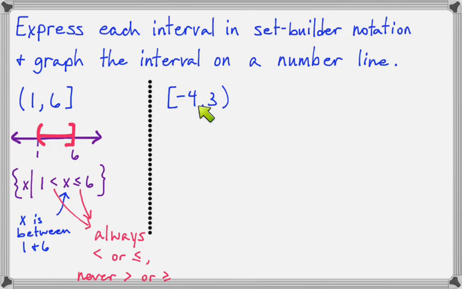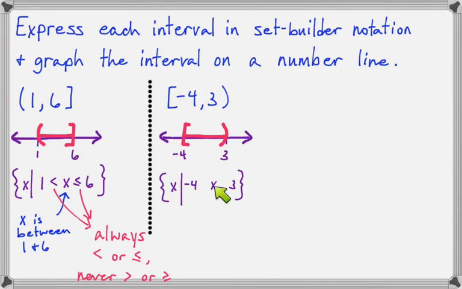Alright, here's another one. From negative 4 to 3, including negative 4. Let's draw our number line, and we'll put our two numbers on it. We'll shade everything between negative 4 and 3. We'll put a bracket on negative 4 and a parenthesis on 3. Then, for our set builder notation, we're going to put x in the middle. Negative 4 has a bracket, so we'll put less than or equal to. 3 has a parenthesis, so we'll put less than.